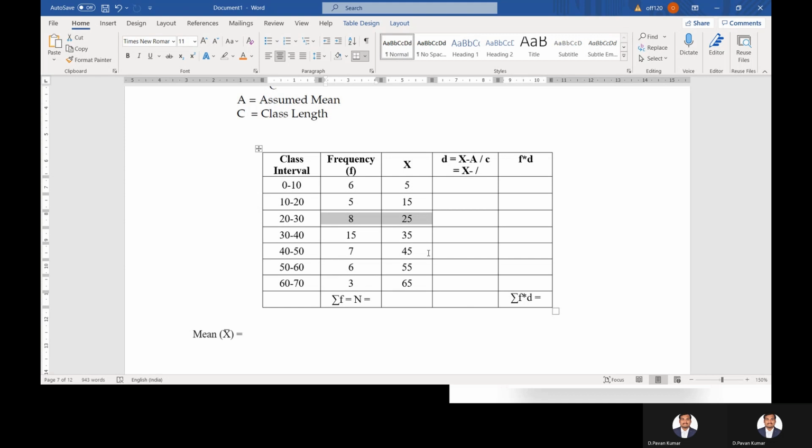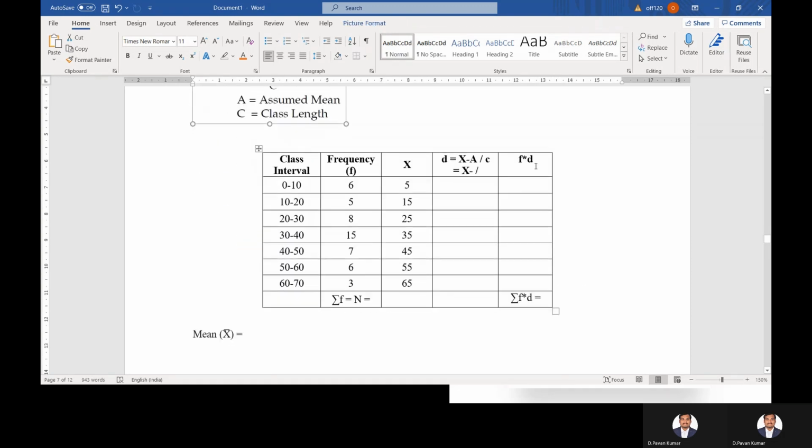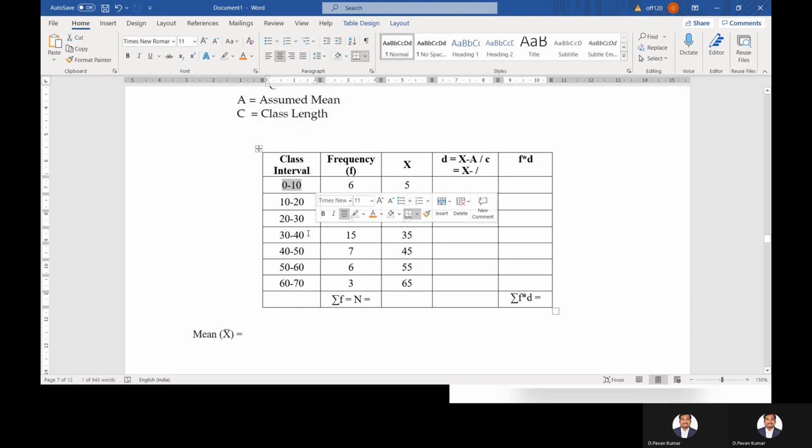So to simplify this calculation, without using a calculator, we can go with the calculation of this value. So how can we do that? Now, what is the formula I have? F into D. So that means I need to find out the D value. What is the value of D here? The formula is x minus a by c. That means first I need to find out the value of c here. What is c? C is called the width of the class interval. So 10 minus 0 is 10, and here also 40 minus 30 is 10, 60 minus 50 is 10.